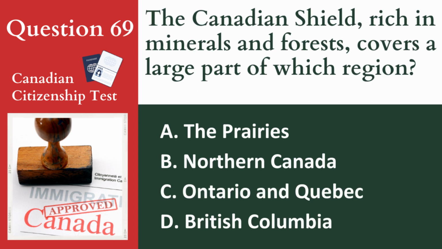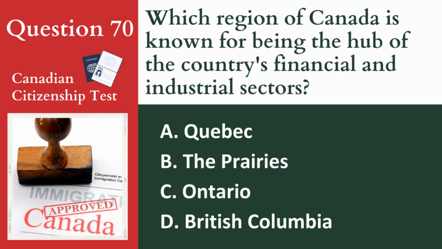Question 69. The Canadian Shield, rich in minerals and forests, covers a large part of which region? A. The Prairies. B. Northern Canada. C. Ontario and Quebec. D. British Columbia. Answer: C. Ontario and Quebec. The Canadian Shield is a vast geological shield covered by a thin layer of soil that has a significant presence in Ontario and Quebec.